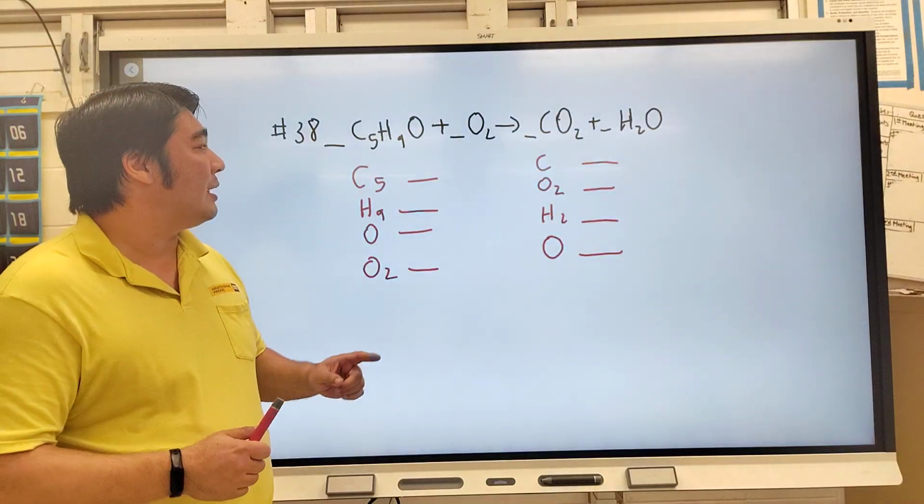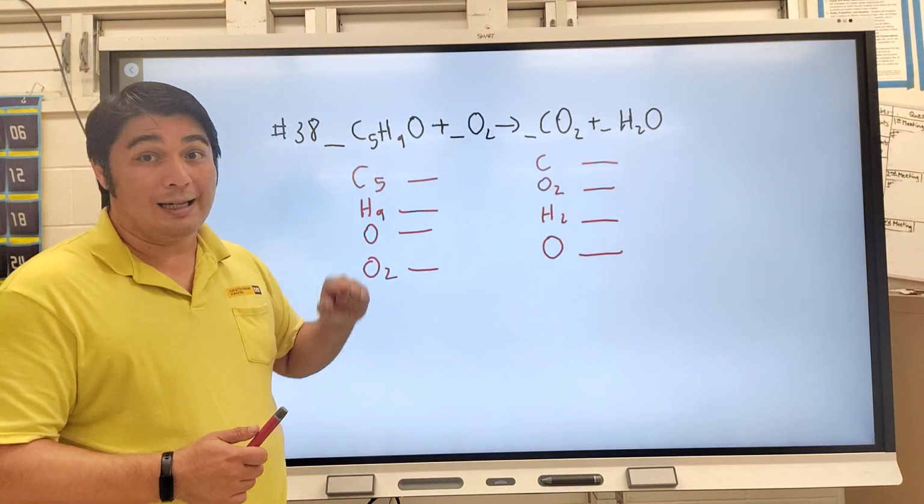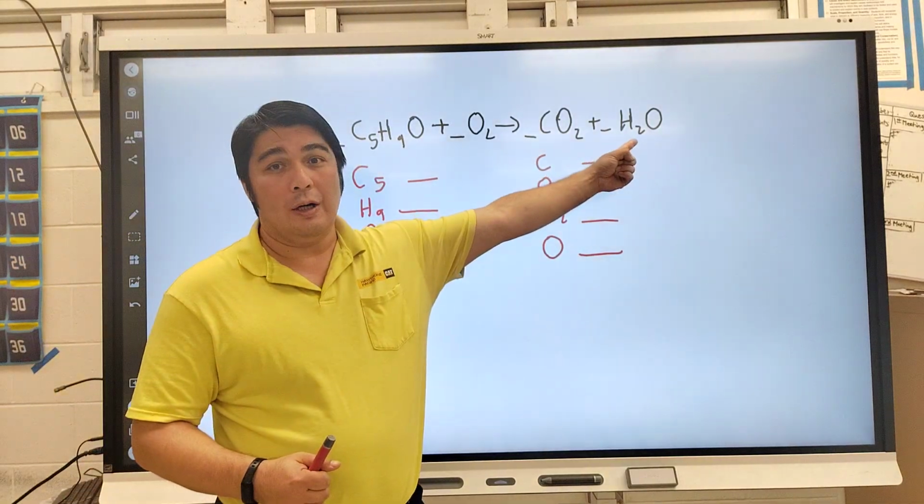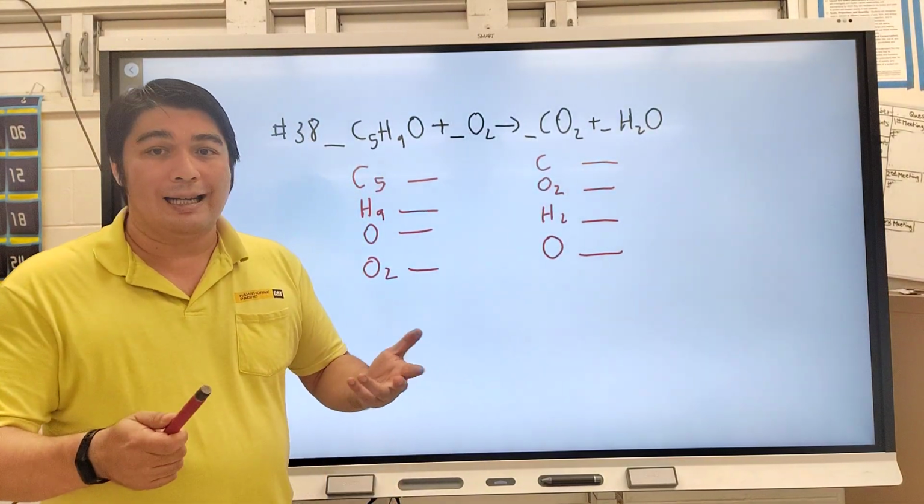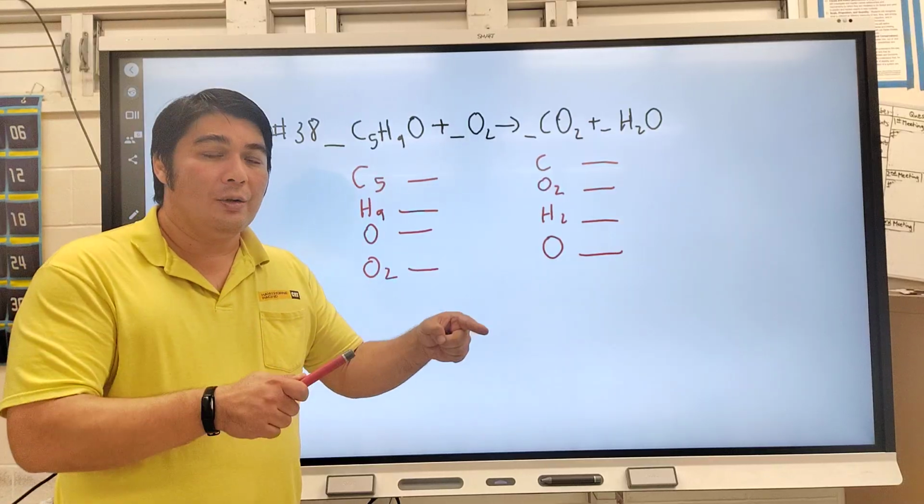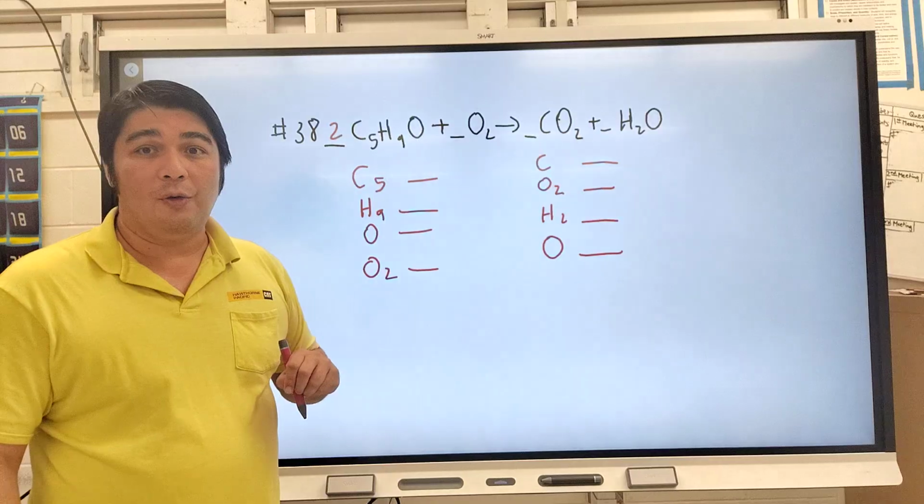And so the first thing I'm going to take a look at is there's H9 over here. This H9 is a problem because it's odd, and there's only H2 on this side. So then we would take a look at it and say, okay, what can I do? So clearly this needs to be at least a 2 in the coefficient.